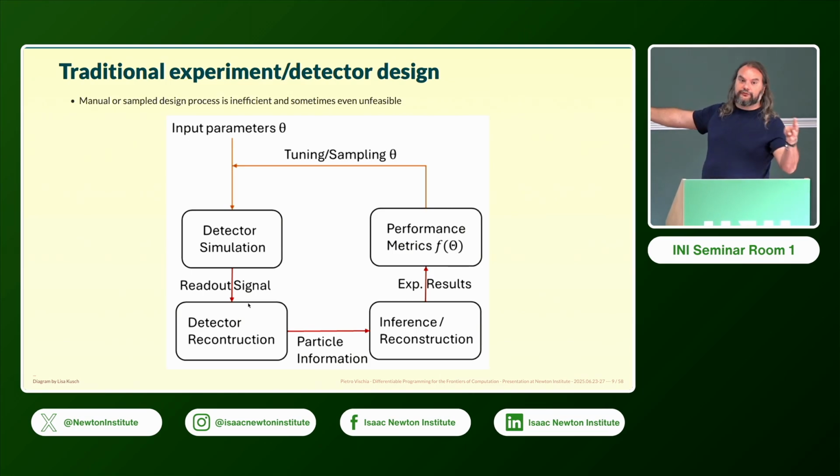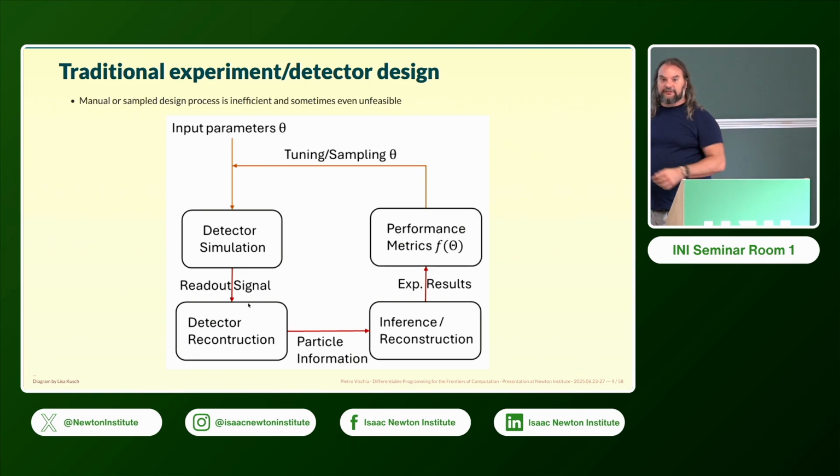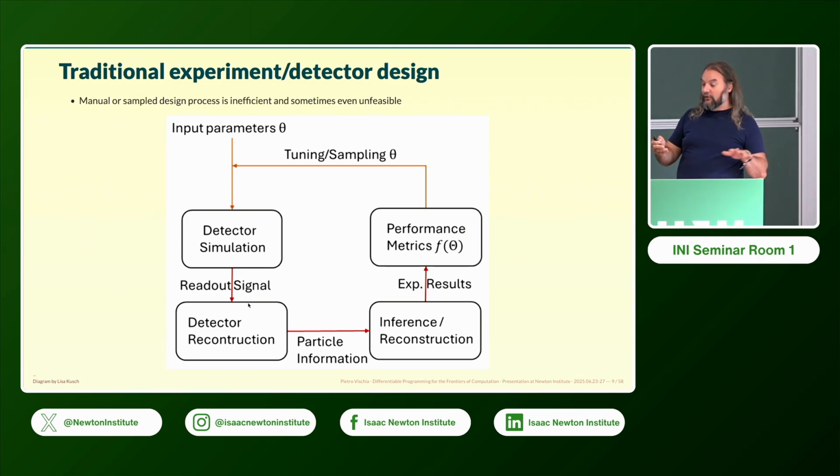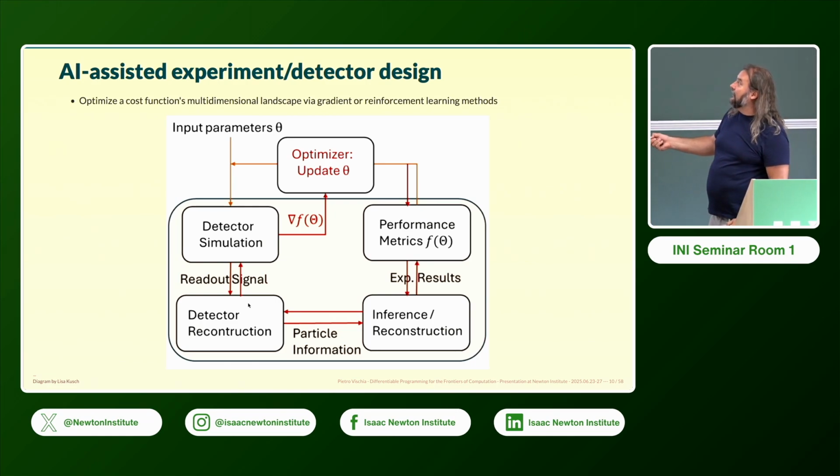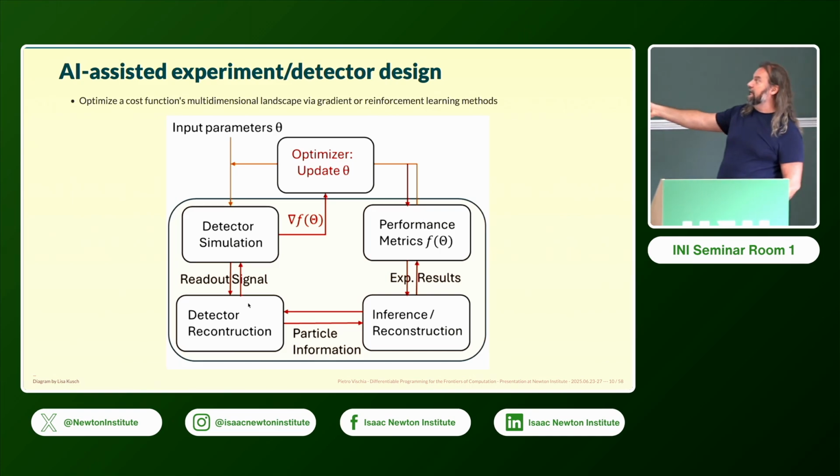We sampled those 3 or 4, we find which one is the best, and we use that, completely disregarding all the rest of the phase space. So our idea is to just do that in a systematic way with machine learning, essentially with gradient descent.